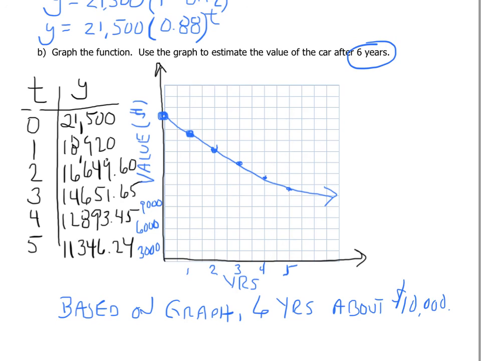When we have exponential decay, we have our 1 minus r factor as less than 1, meaning that we are not holding on to 100% each year as we go.